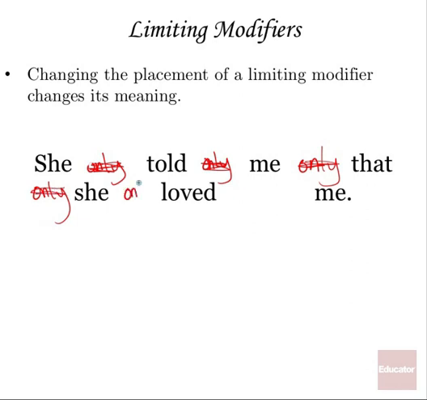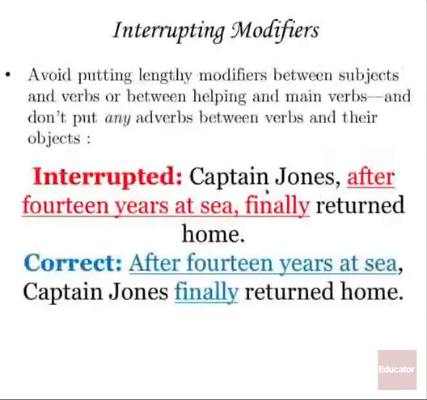She told me that she only loved me. It's not like she liked me or anything. She only loved me. Or she told me that she loved only me. I don't love anybody else. Also very dramatic, but depending on where only goes in the sentence, you have a completely different statement. So be very careful where you put your limiting modifiers.